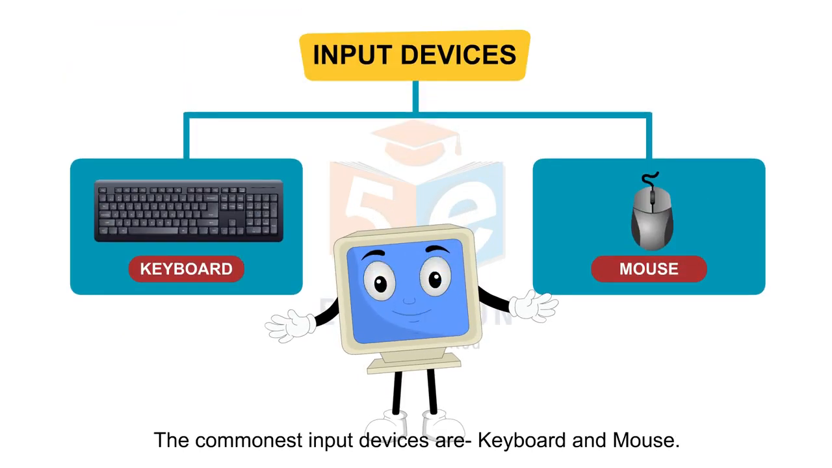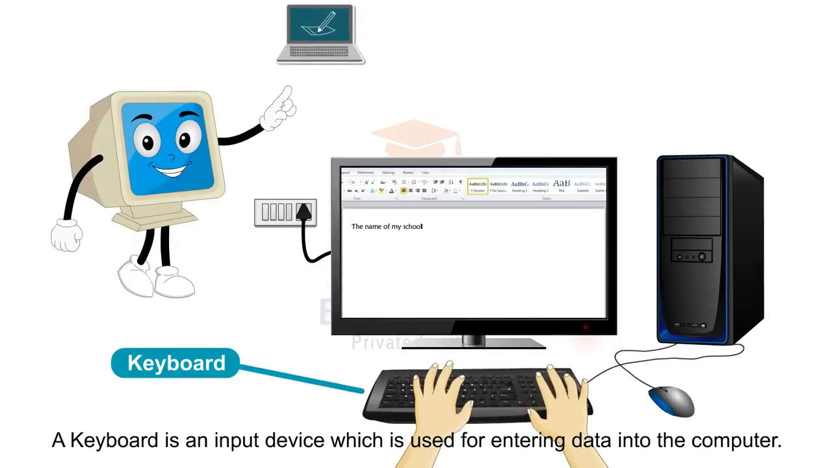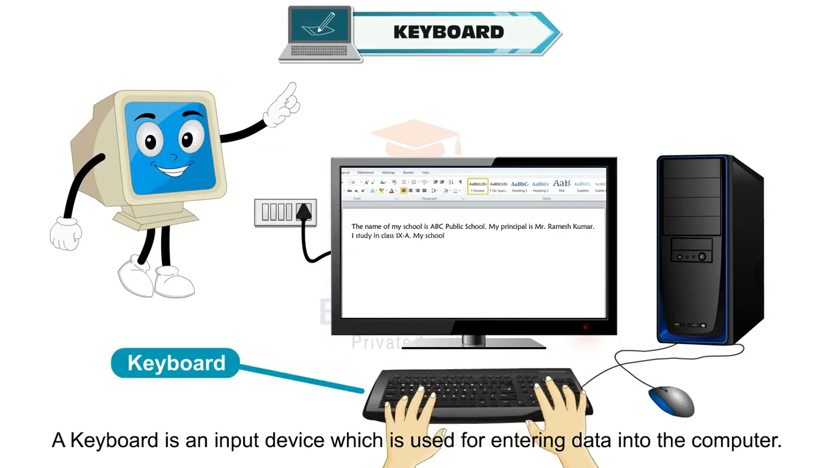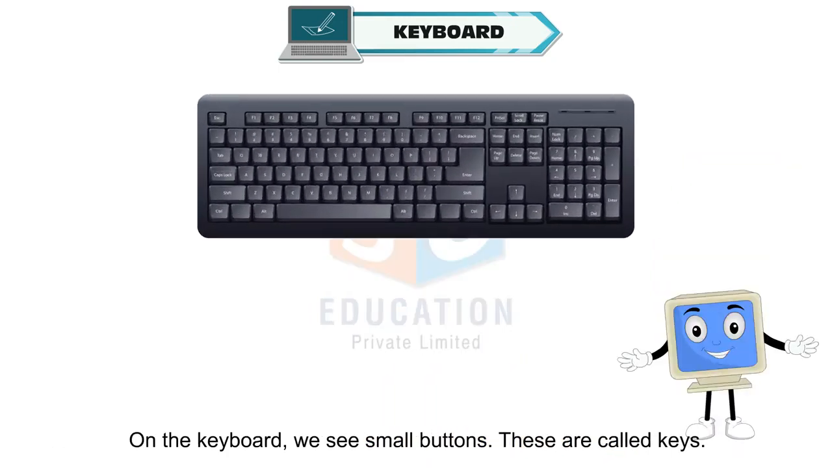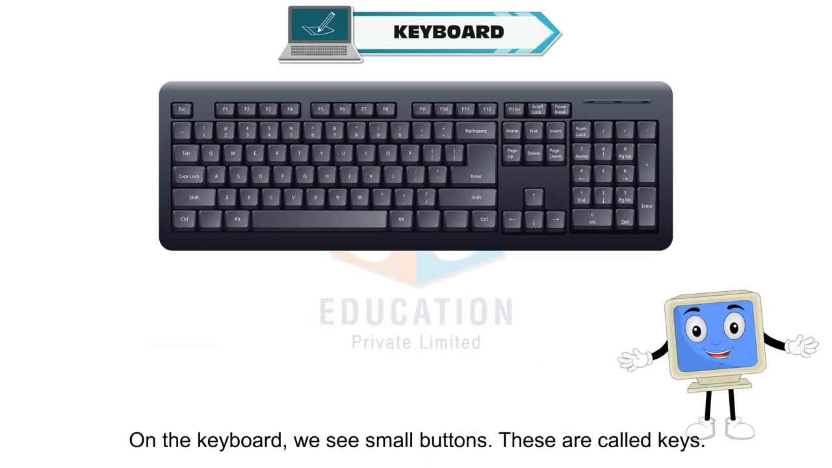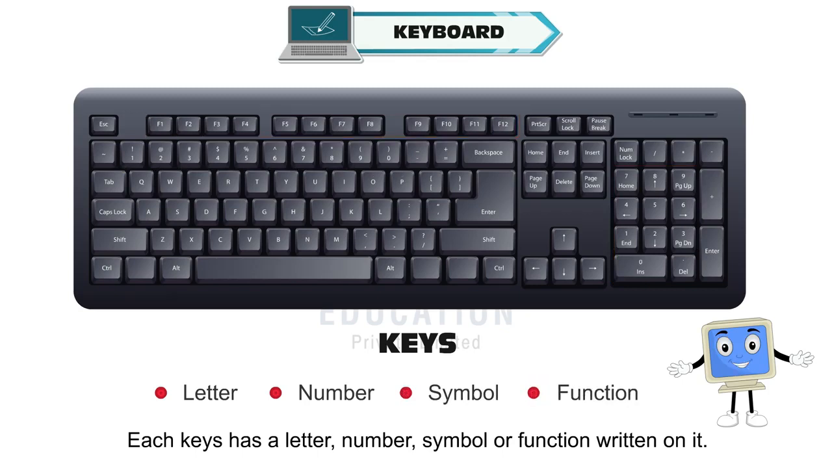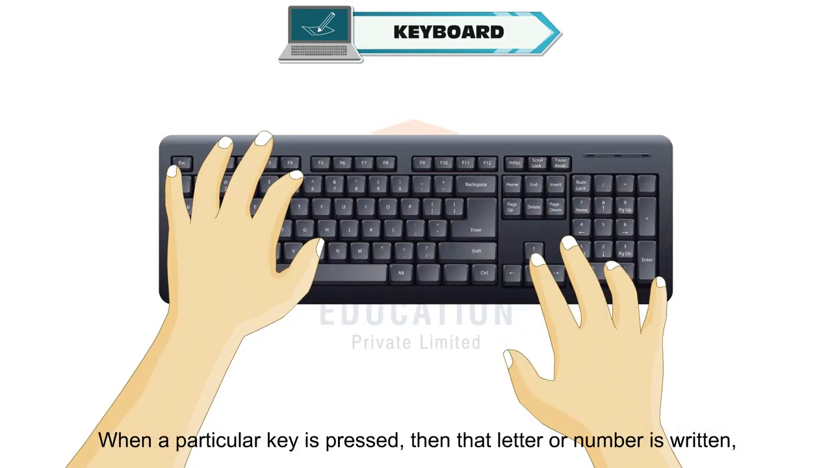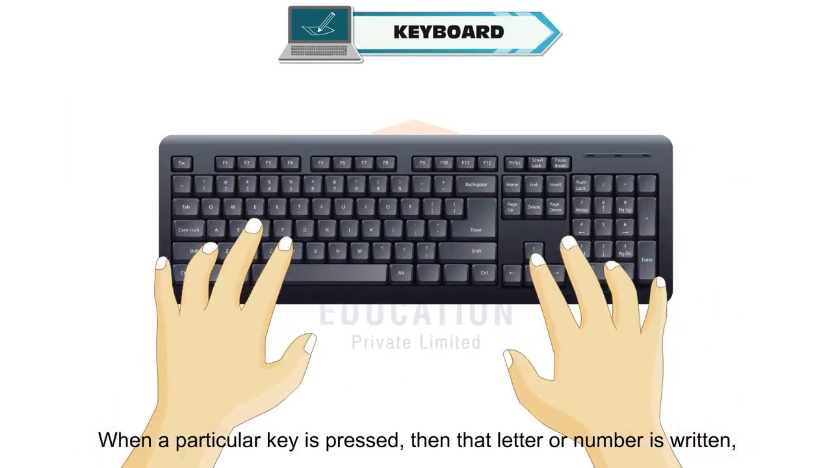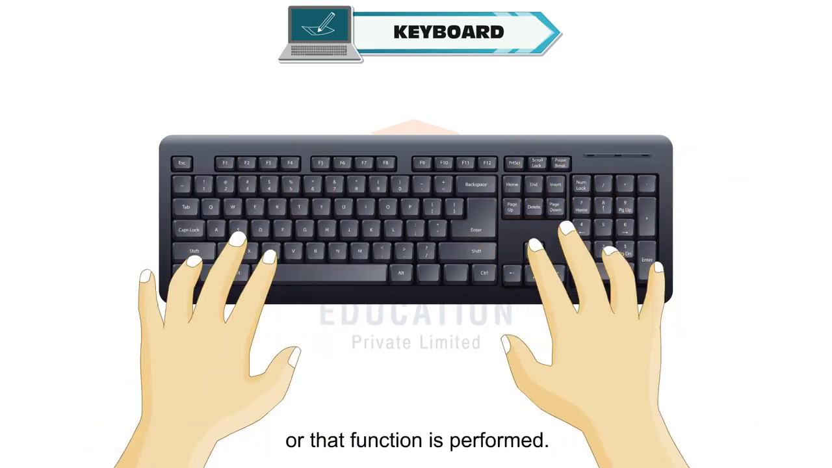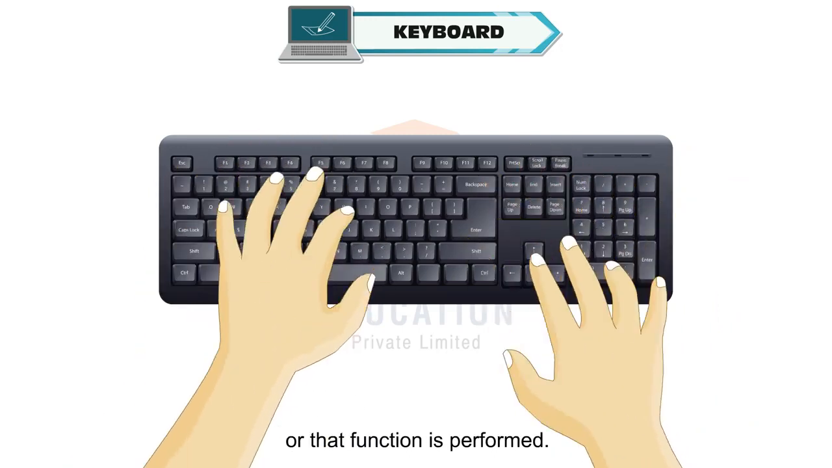The commonest input devices are keyboard and mouse. A keyboard is an input device which is used for entering data into the computer. On the keyboard, we see small buttons. These are called keys. Each key has a letter, number, symbol, or function written on it. When a particular key is pressed, then that letter or number is written or that function is performed.